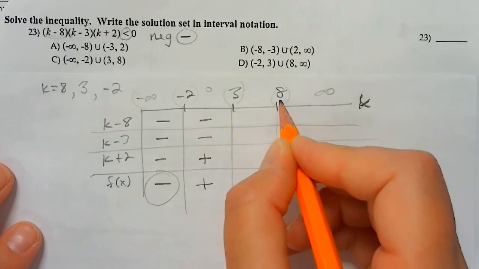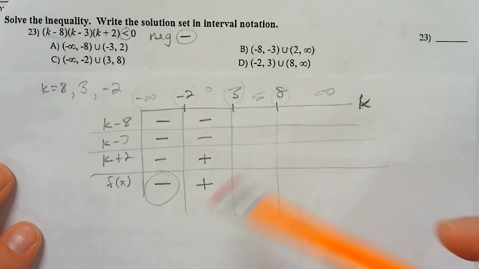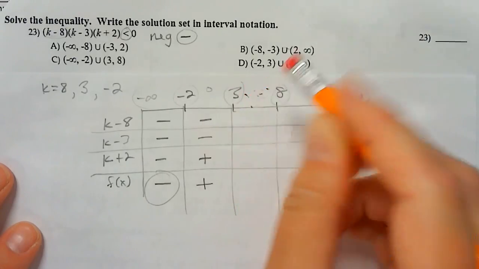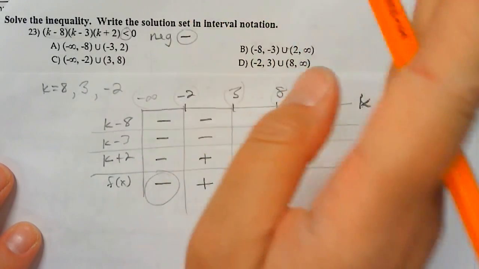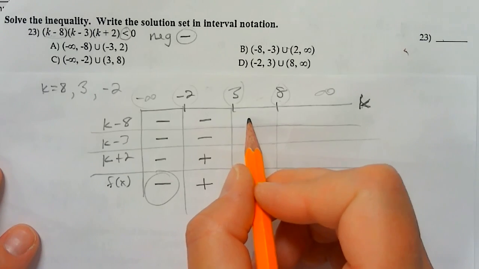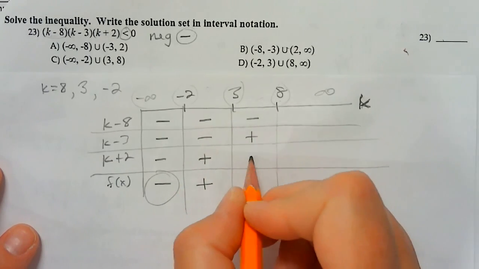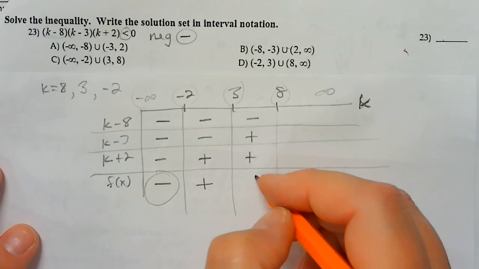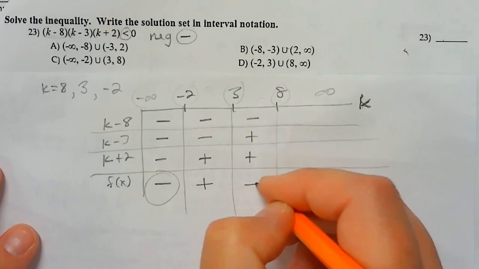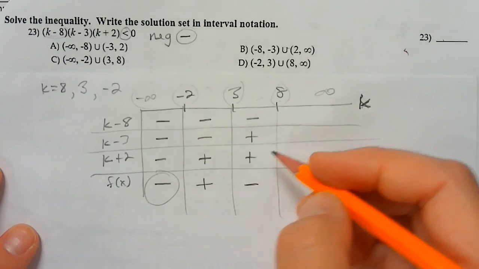Over here, 3 and 8, 5 is in there, so I'll test 5. I'm just testing 5. It doesn't break up my region. I was testing 0. It doesn't break up my region, so I like to keep that clean. So if I test 5, 5 minus 8 is negative. 5 minus 3, though, is now positive. And 5 plus 2 is positive. So the whole thing becomes negative because only one of these is negative, and they're all multiplied together.